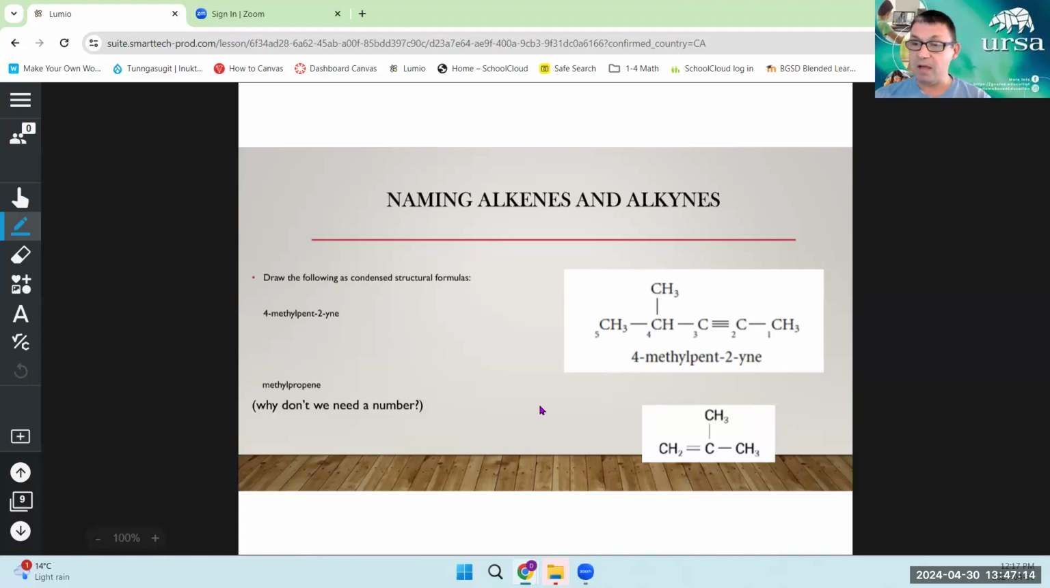Now, in the case of methylpropene, you don't really need a number because there's only one option for it. It has to be carbon number 1. No matter where you put it, it's going to be carbon number 1. So again, multiple bond, 3-carbon, double bond, ene, propene, side chain at carbon number 2. So methylpropene.